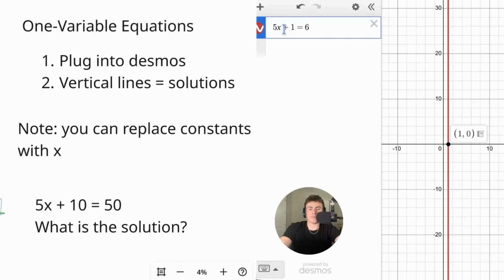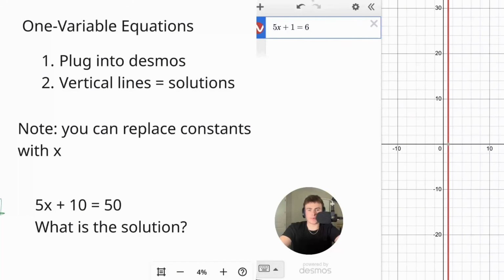Now, here's a little note. You can replace the constant with x. Let's say this equation was 5c plus 1 equals 6. As you may notice, it's not going to graph because c is not a graphable term. We have to switch out c for x. I actually do this a lot. If you have a variable on the test, you can just switch it out for x, as long as you keep it constant throughout the whole equation. So here we only have c, so I can just put x inside, and there we go. We graphed it. That's all you have to know for one variable equations.